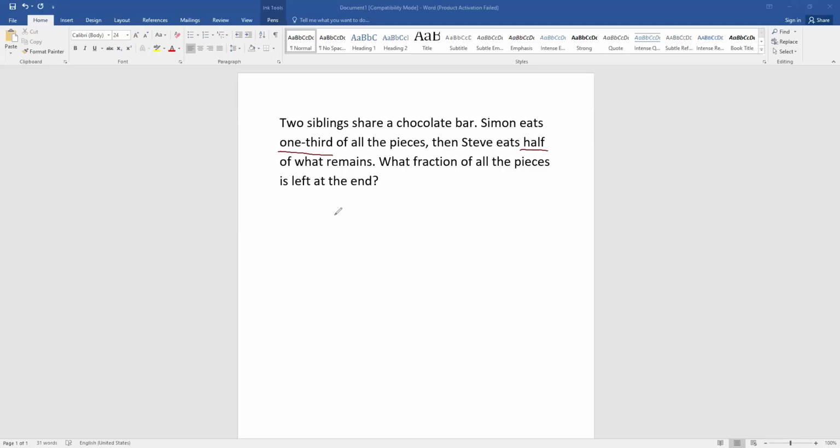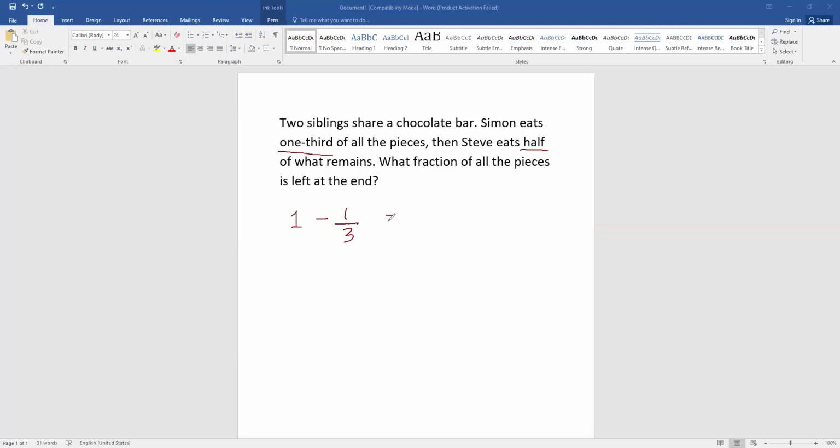So first, Simon eats 1/3 of all the pieces, and all the pieces comprise the chocolate bar, right? So it's like saying Simon eats 1/3 of the chocolate bar. So our first job is to find out what fraction of the chocolate bar is left after Simon has eaten 1/3 of the bar. So to find that out, one bar is nothing but one whole bar. And if Simon has eaten 1/3 of it, we want to take away or subtract 1/3 from 1.